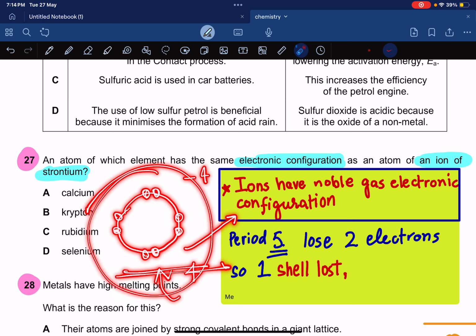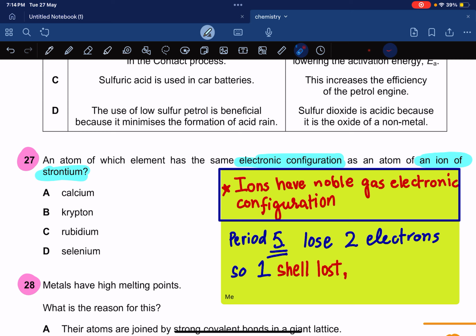shell of electrons. So the thing you need to understand is, when calcium loses 2 electrons, what does it become? It has the electronic configuration of a noble gas. So ions have a noble gas electronic configuration, and a strontium ion is going to have a noble gas electronic configuration. Calcium is not a noble gas, so we're going to cross calcium. Secondly, selenium is not a noble gas. Rubidium is also not a noble gas. We only have one noble gas in all the options, which is B, krypton.